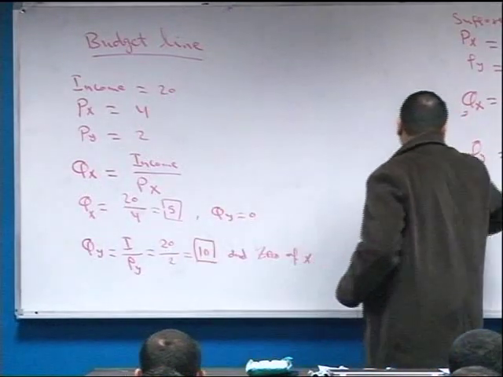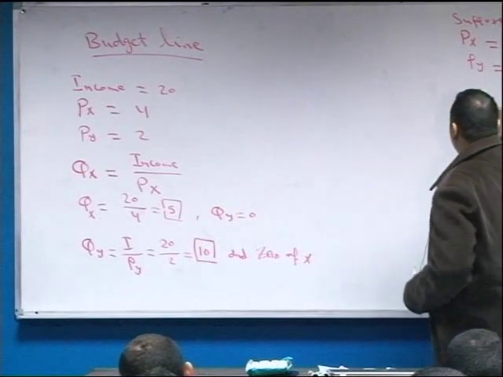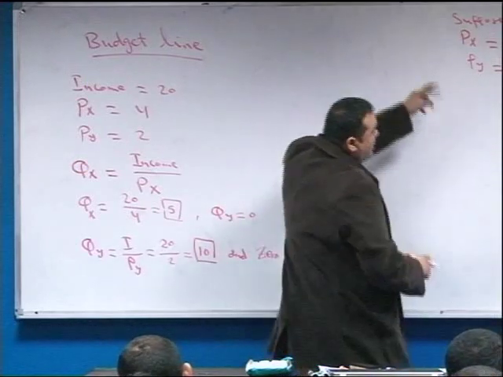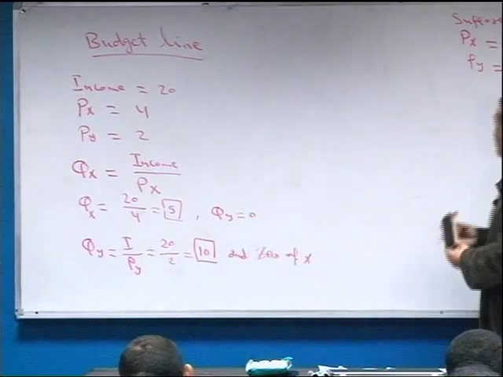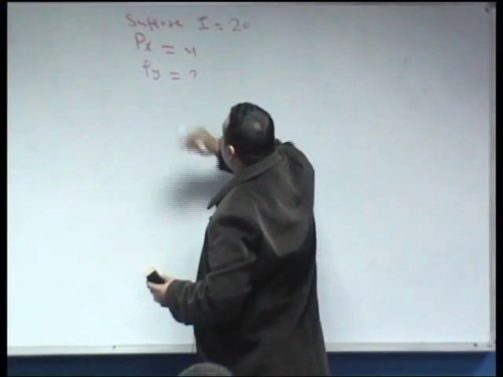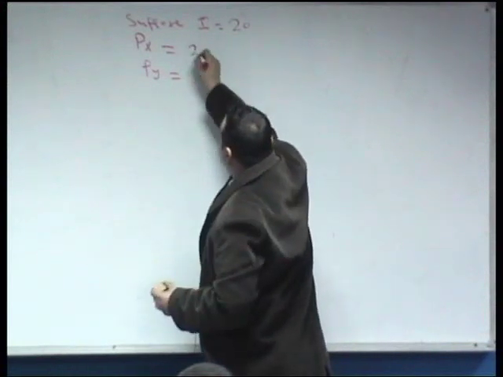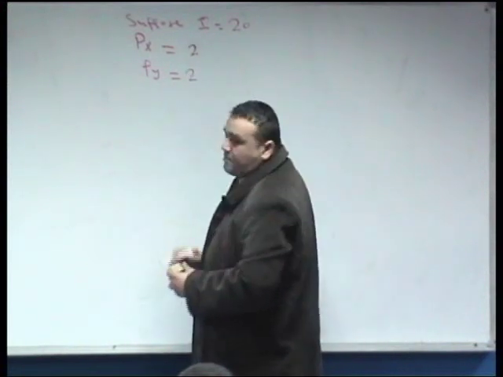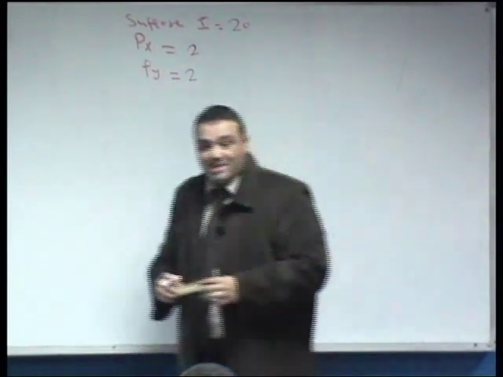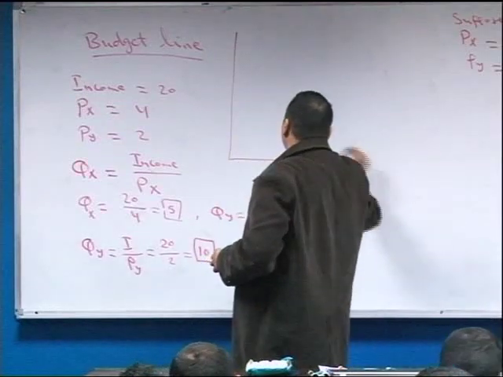Suppose that the consumer income remains constant at 20, and the price of X changed, where the price of Y is constant. So our assumption is, suppose that the consumer income remains constant at 20, the price of X declined to 2, and the price of Y remains constant at 2. What would happen to the budget line? Suppose this is the original budget line.